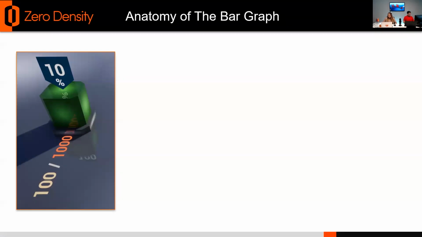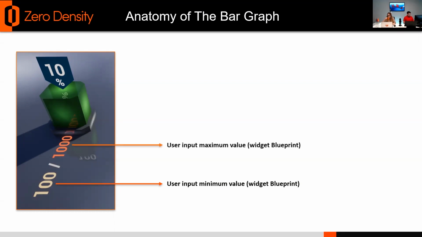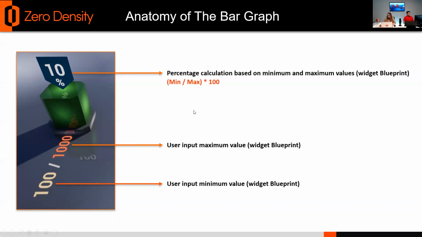As you can see on the left, right here, user input minimum value. These things are necessary for every type of bar graph. User minimum input, user maximum input, maybe they are votes, any kind of a score or stock data, whatever. I have the percentage calculated on the basis of minimum and maximum, which is the very basic primary percentage formula, minimum divided by maximum multiplied by 100.